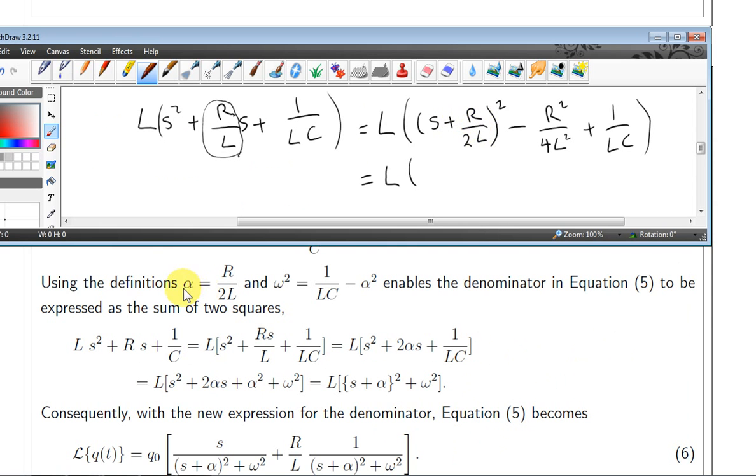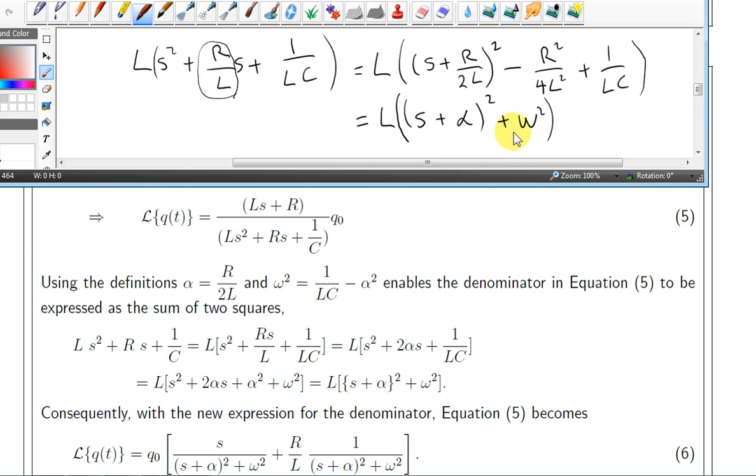Now for r over 2l we are going to write alpha. So r and l are constants, so obviously alpha is a constant. Now this is r over 2l all squared, so this here is alpha squared. And for 1 over LC minus alpha squared, we will just write omega squared. So this is all a constant. So we just call this thing omega squared. So this is our new denominator.